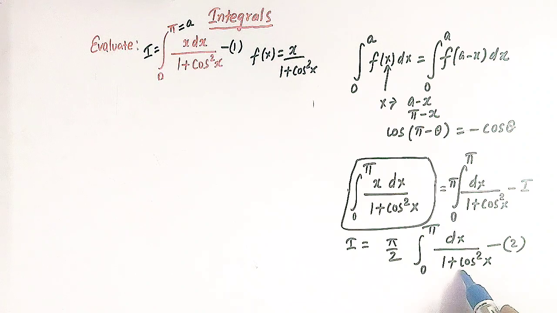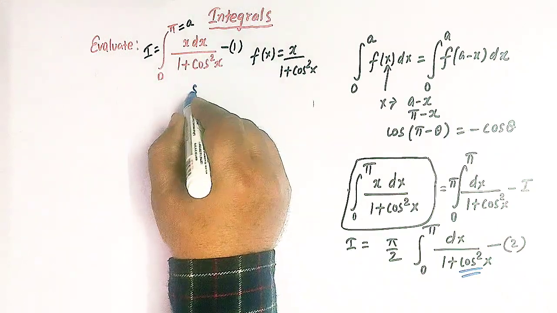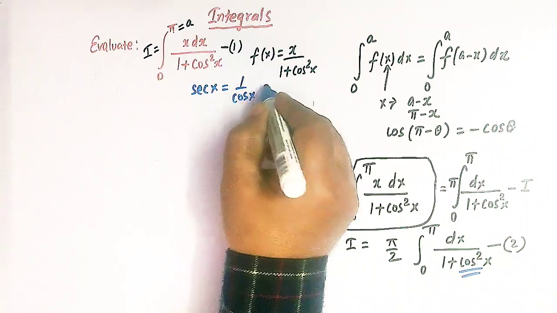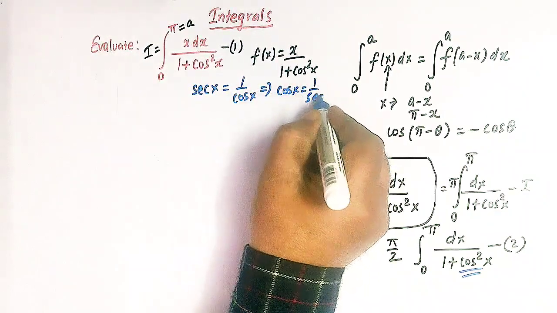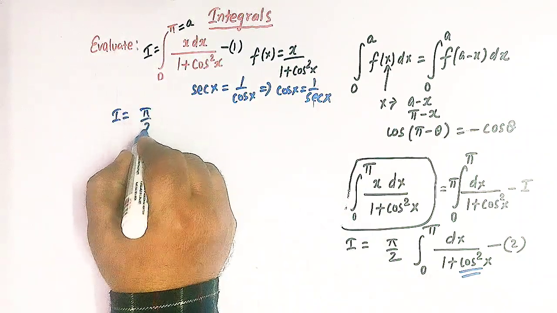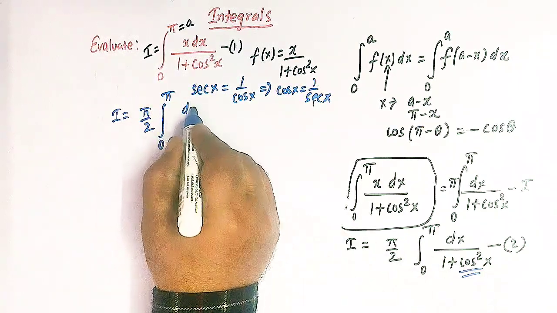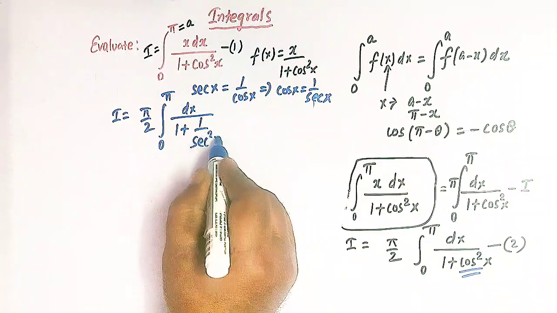So now let us convert this cos square x into secant square x. So we know that secant x is equal to 1 over cos x. It means cos x is equal to 1 over secant x, right? So I can be written as pi over 2. Here we have 0 to pi, and we can now write dx over 1 plus 1 over secant square x.